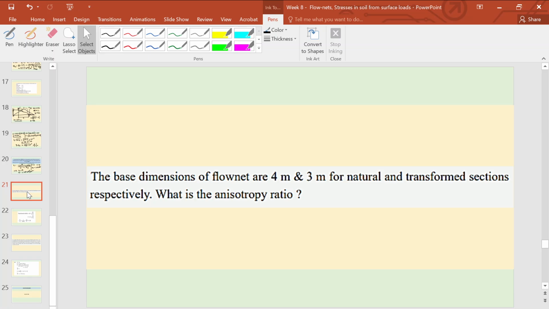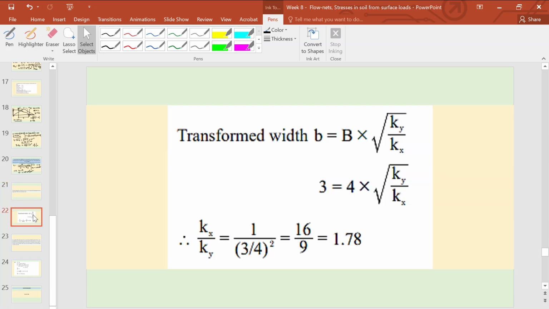Have you solved this question? I think the answer is 16 divided by 9. Yes, very good. So the anisotropy ratio is basically kx by ky. Before the transformation it was 4, after it was 3. So you solve this and you get kx by ky value 16 by 9, 1.78. This is the answer, right? Yes, good.